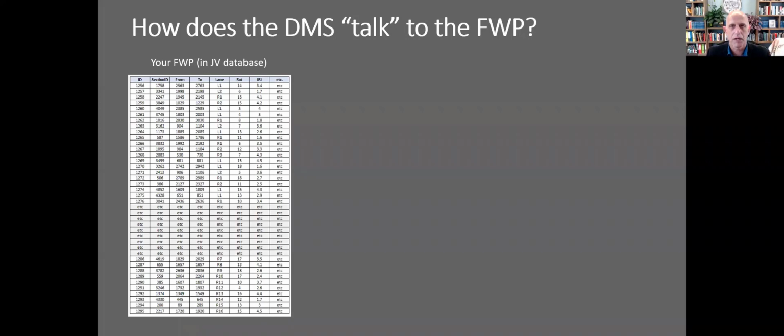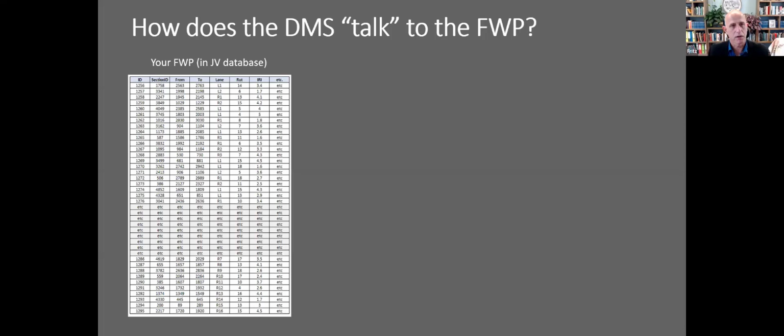Now, of course, we don't do that because you may have 50,000 rows in your ForwardWorks program, and we don't want to put that at the same time in Excel. You just can't do that in Excel. So how it works is your DMS is just a calculation engine. It's not a data repository for your model.